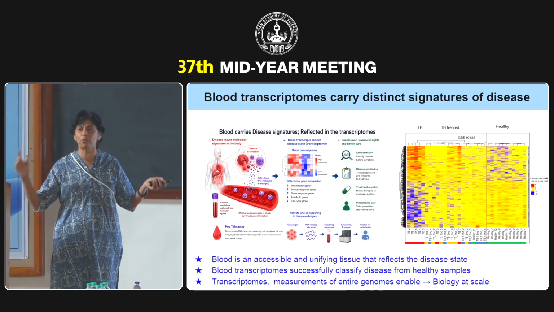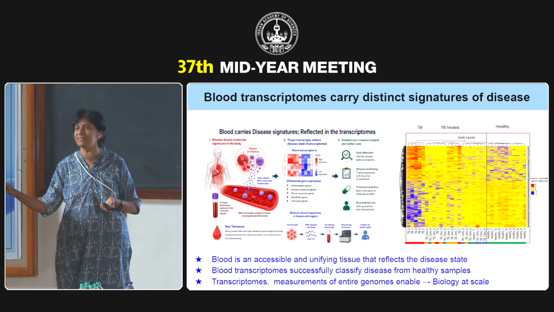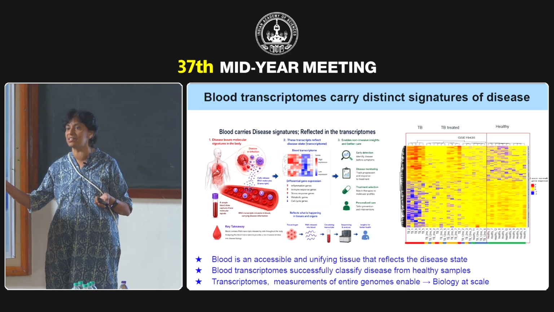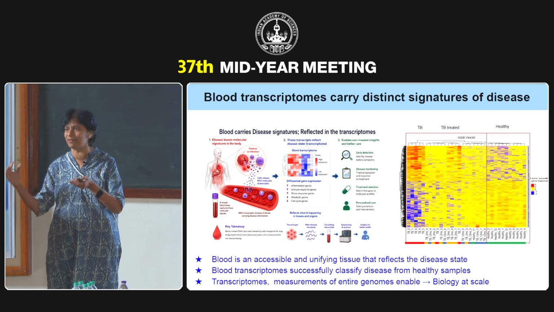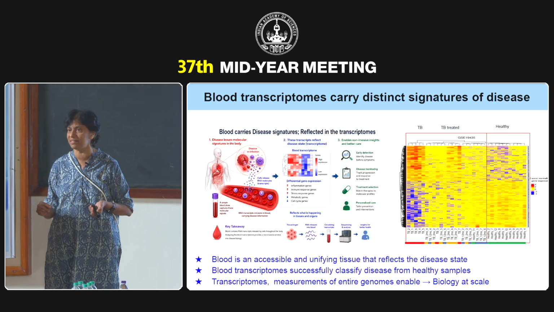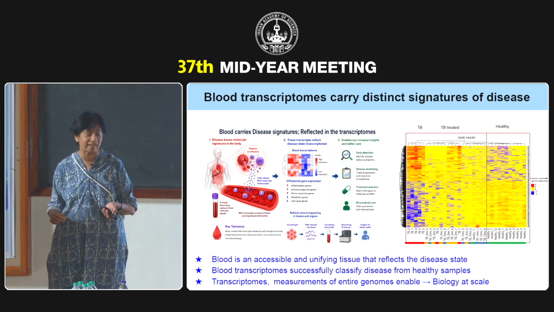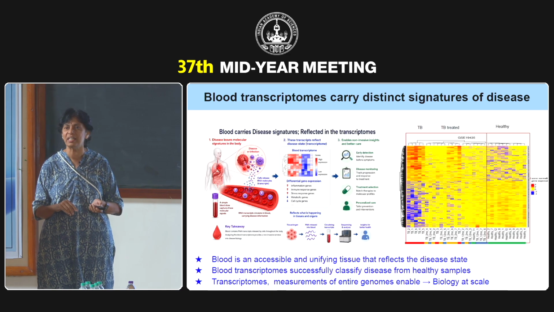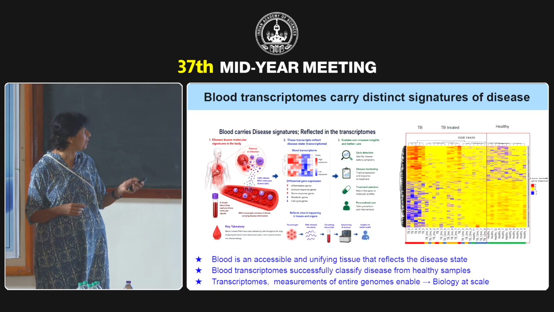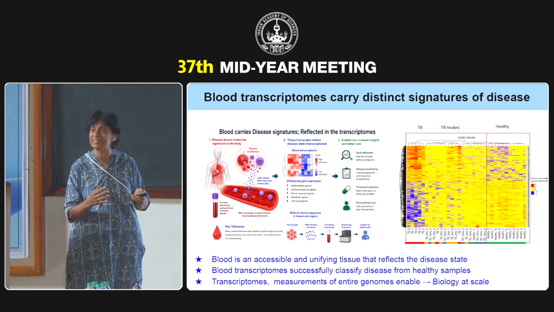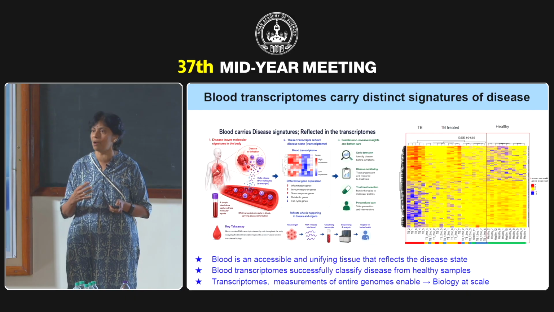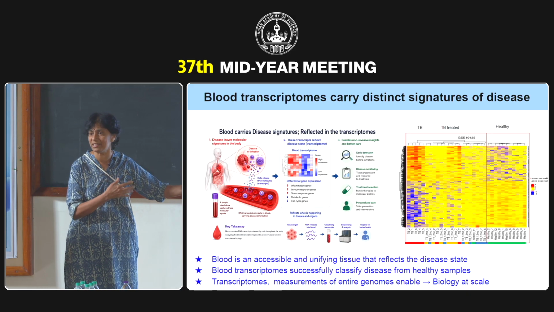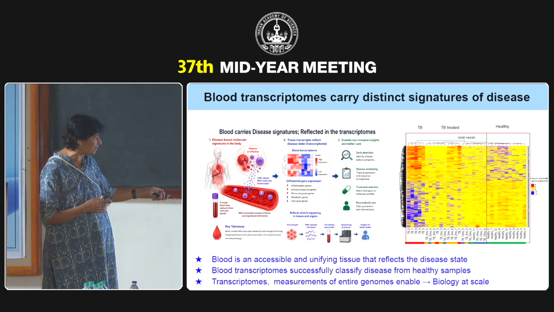Now we have a problem. We want to study many diseases, and each one involves a different organ, a different tissue. We can't compare apples with oranges, even if they are human cells. You just cannot compare liver tissue with muscle tissue and come up with an answer that is scientific. So to compare all diseases, fortunately we have blood as a tissue. Blood carries disease signatures, which you can read out from the transcriptomic data. There are many publications and a lot of experience in this.